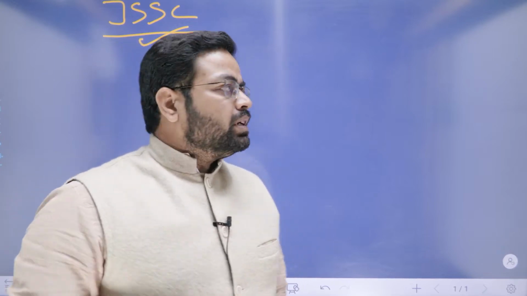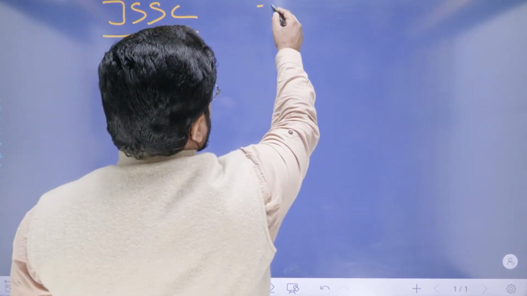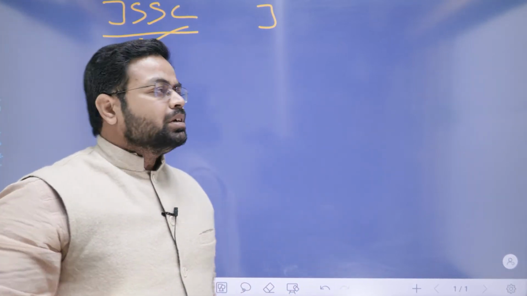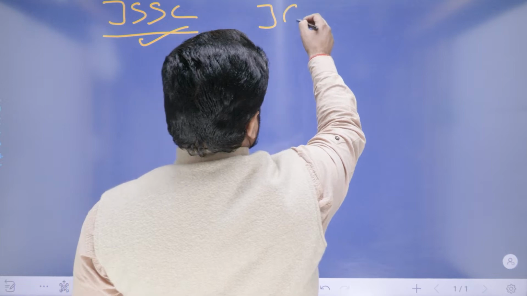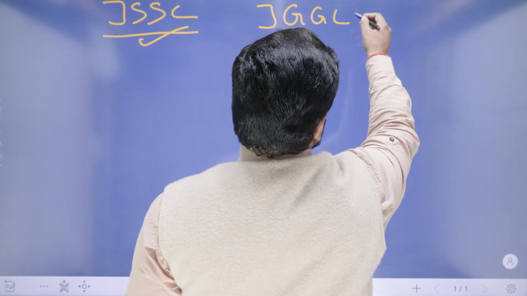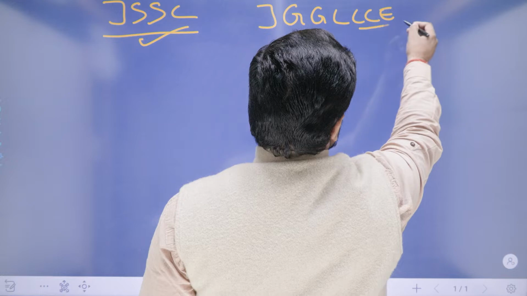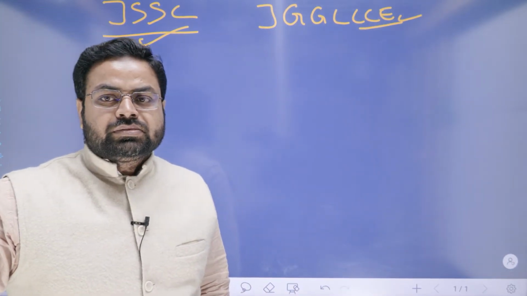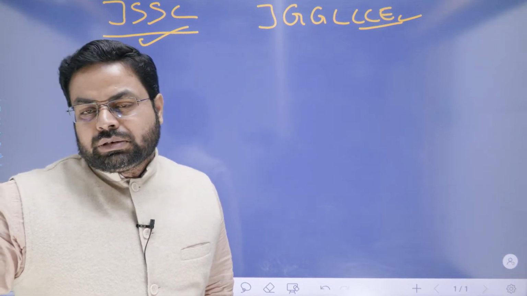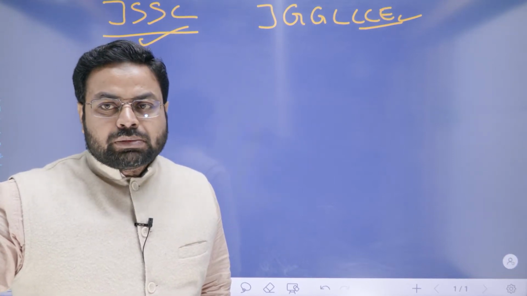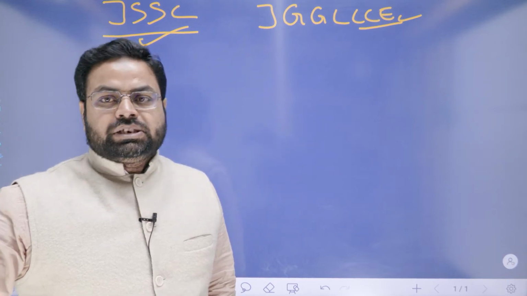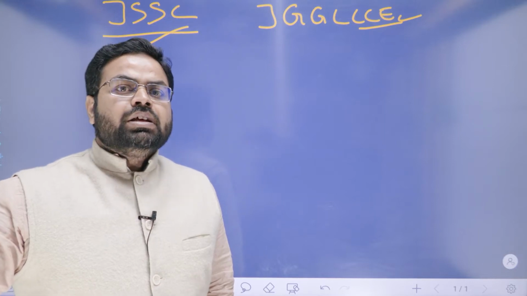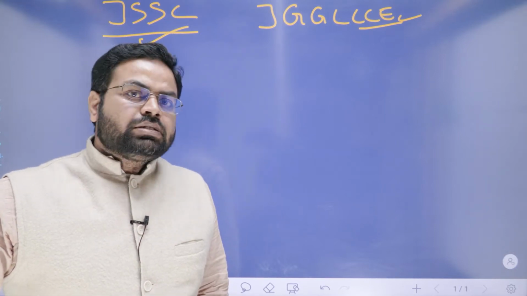And here the Jharkhand Staff Selection Commission names it differently. They don't say it as a combined graduate level exam, but they say it Jharkhand General Graduate Level Combined Competitive Exam, JGGLCCE. This is the nomenclature, but we don't bother about the nomenclature. We bother about the end product, what would be achieved after clearing the exam. That is the thing we should be concerned with.